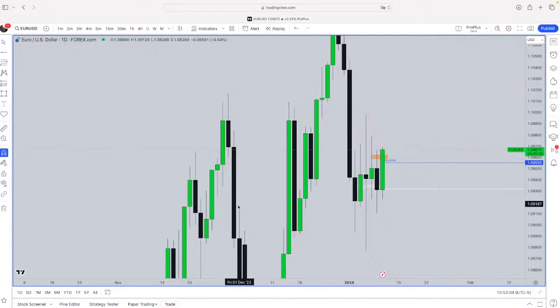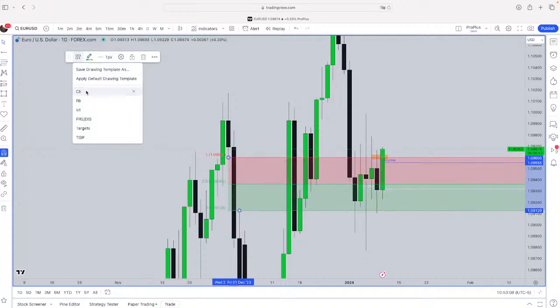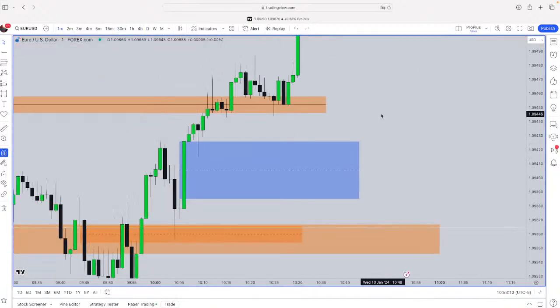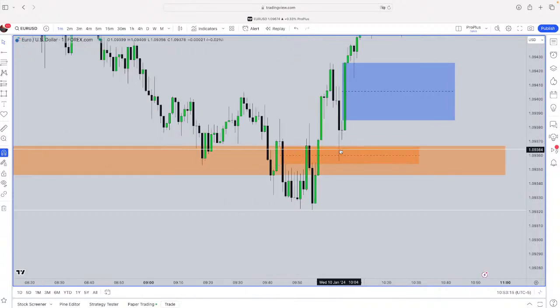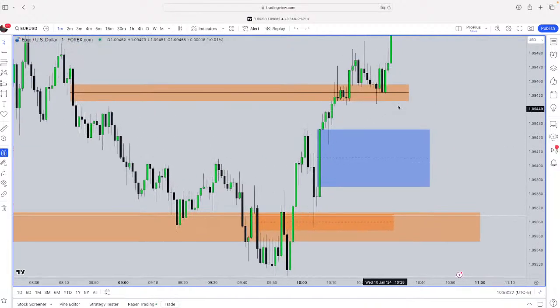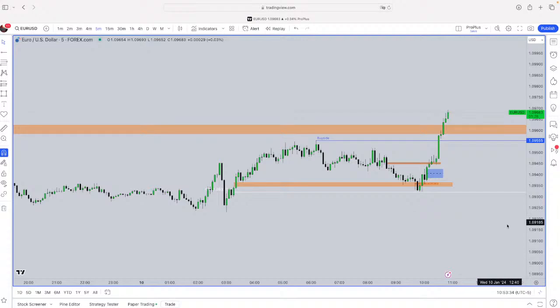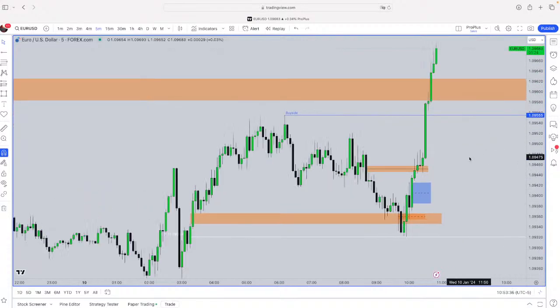So this CB here, we get the consequent encroachment of it. Look how price respects that there. If I saw that, I would have 100% entered there. That was really nice. It respects the consequent encroachment of that, and also those things added for it to run higher. Beautiful trade. So that's something to document, to journal.